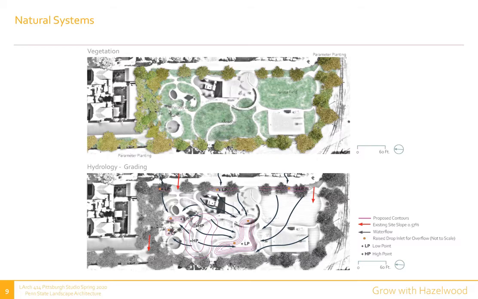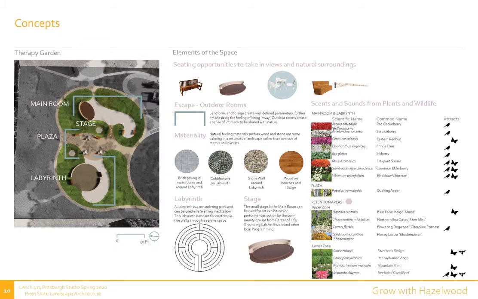The main healing space on site for human wellness is the therapy garden. It includes vital elements of a restorative landscape. There are seating options to take in the sights, sounds, and views. There are 3 outdoor rooms that define the space and contain well-defined parameters, emphasizing the feeling of being away and creating a sense of intimacy with nature. The rooms are the main room, the plaza area, and the labyrinth below.